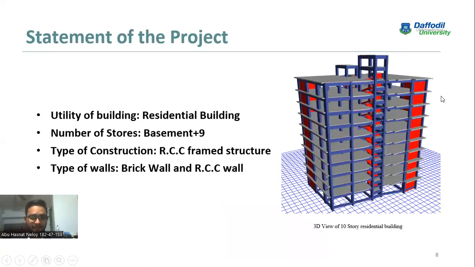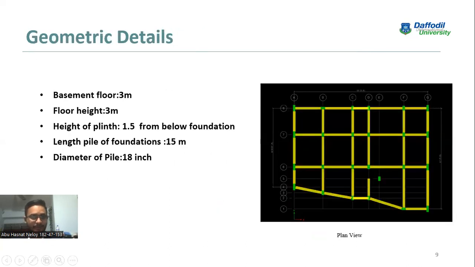So now statement of the project. This project is a residential building, number of stories, that is a 10-story building, the basement plus 9-story building, that is an RCC frame structure, brick wall and shear wall used in these structures. So that is the geometric project, that is a typical project. Basement floor height is 3 meter, floor height 3 meter, height of plinth is 1.5 meter, from below foundation, length of pile is 15 meter, diameter of pile is 18 inch.